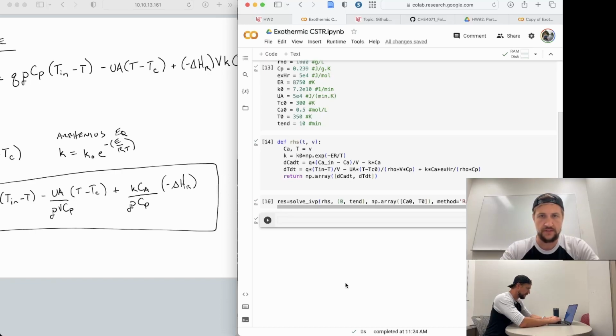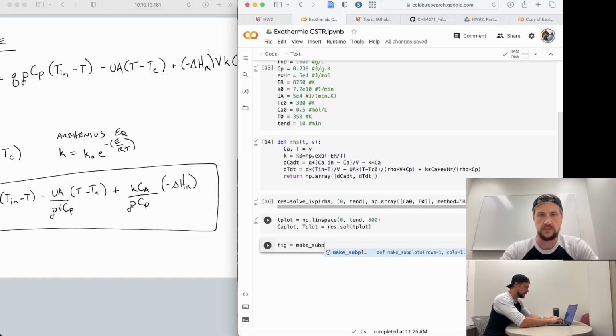All right, so we have our time plot equals np.linspace of 0 to T end, and let's do 500 steps. And then we're going to have our CA plot, and our T plot is going to equal the results, and then show this along our T plot. Okay, now let's go ahead and make our subplots. So we're going to have one row and two columns for concentration of A and temperature.